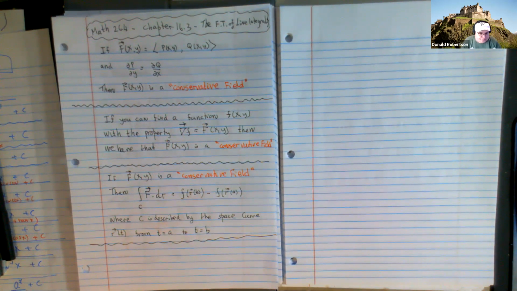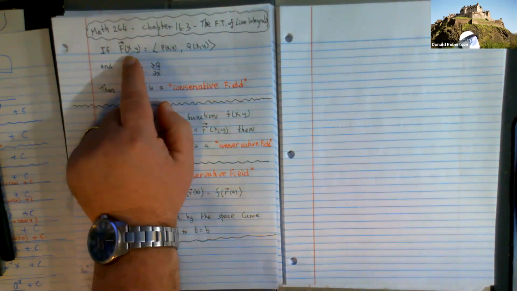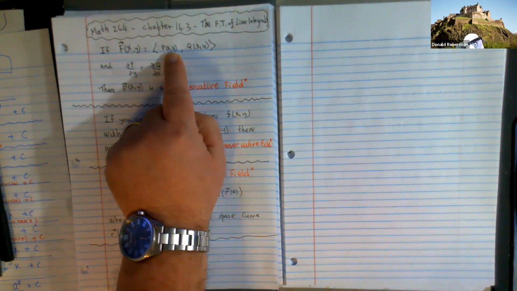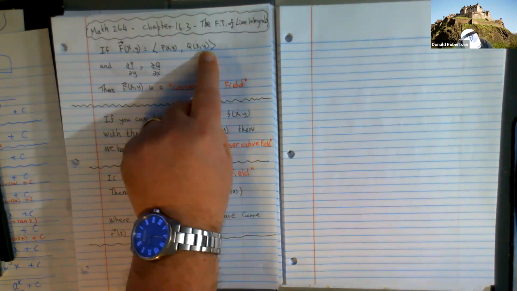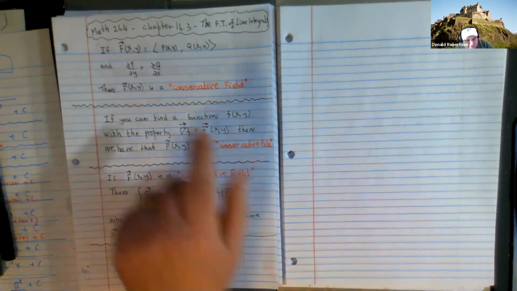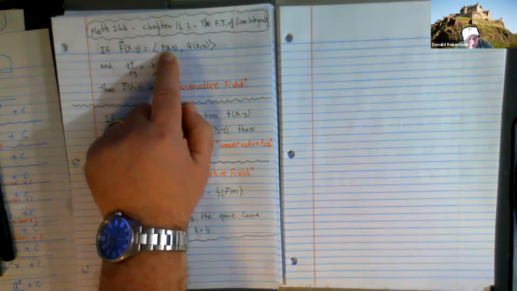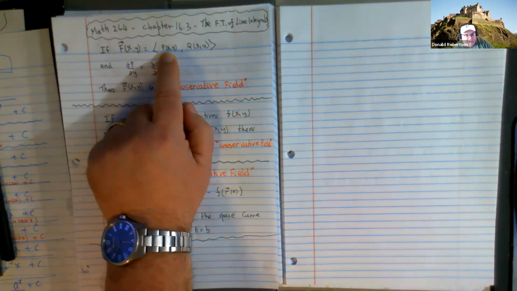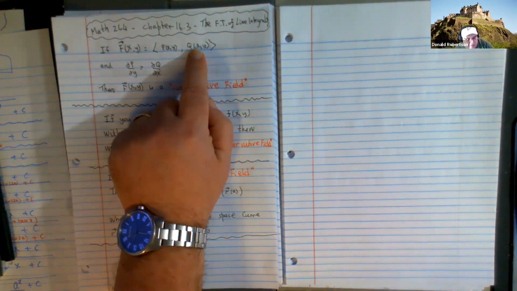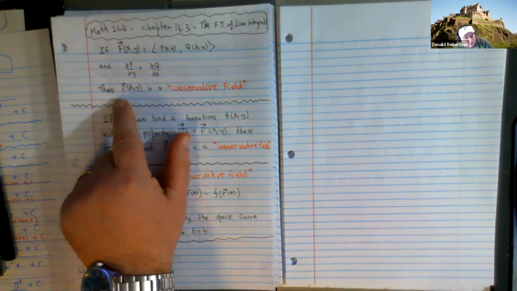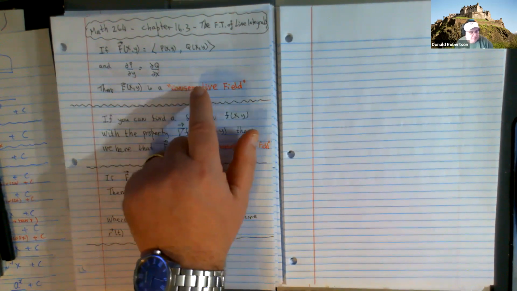So, a vector field F made up of 2 pieces, a function of x and y, comma, a different function of x and y. If it has the property that the partial derivative of the first guy with respect to y is equal to the partial derivative of the second guy, but with respect to x, we call this vector field a conservative field.